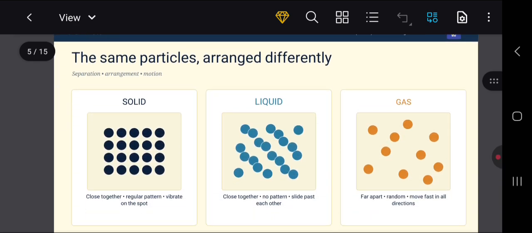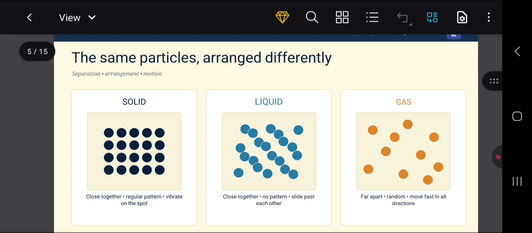Now, the same particles are arranged differently. We have probably a much deeper introspection into that. Let's have a look at solids, how they are separated, arranged, and how they move. On the far left, solid. The particles in a solid are close together. They have a regular pattern and vibrate about fixed points.